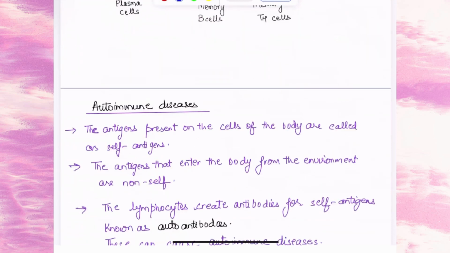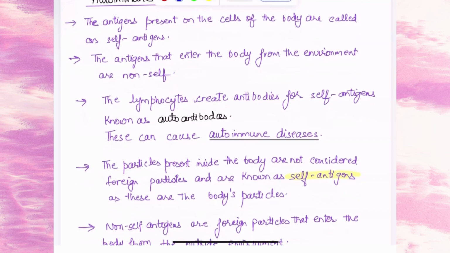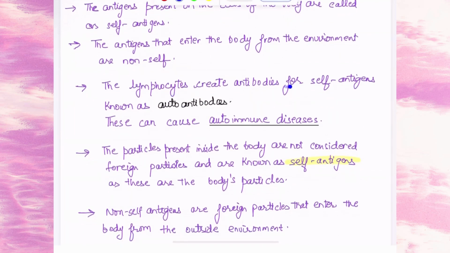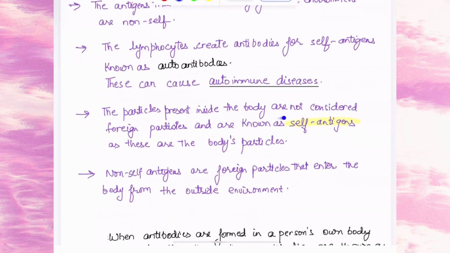Immune diseases. If the immune system of our body goes against itself and is not able to distinguish between self and non-self, then the antigens which are present on the cells of the body are called self antigens. Normally, an antigen should be something which is non-self, but in this case, our body assumes self cells also as antigens. The antigens that enter the body from the environment are non-self, whereas those which are present inside are called self. The lymphocytes create antibodies for self antigens, known as autoantibodies, and these can cause a lot of autoimmune diseases. The particles present inside the body are not considered foreign particles and are known as self antigens normally, as these are the body's particles.